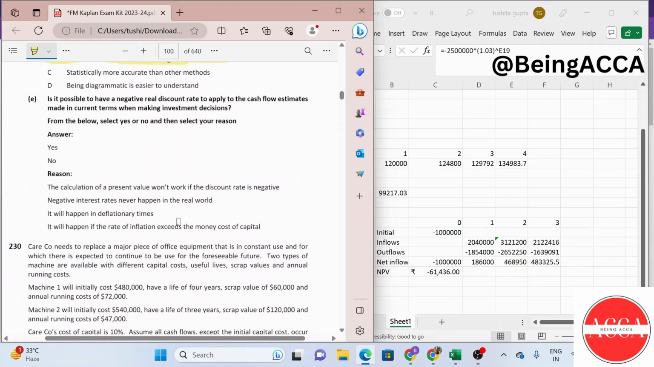Now, moving on to the last question for this. Is it possible to have a negative real discount rate to apply to the cash flow estimates made in current terms when making investment decisions?